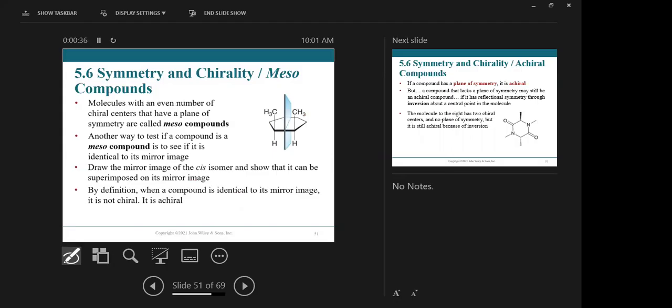It says molecules with an even number of chiral centers that have a plane of symmetry are also called meso compounds. Another way to test if a compound is a meso compound is to see if it's identical to its mirror image. And yes, it is. So draw the mirror image of the cis isomer and show that it can be superimposed. By definition, when a compound is identical to its mirror image, it is not chiral, it is achiral. We did establish why this was achiral.